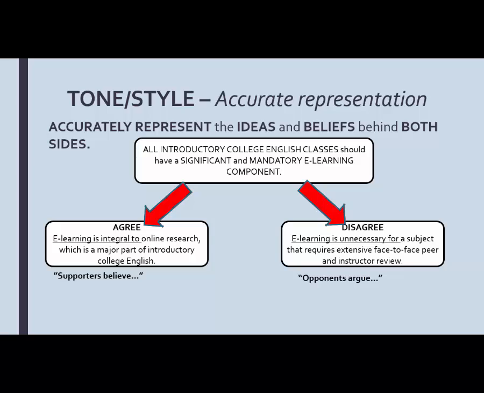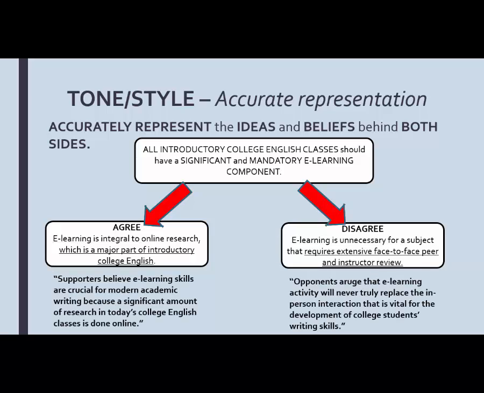So we have to look at the rest of it, the reasoning behind the position, and we have to be able to rephrase that. That's where the big challenge is. Here's an example of this done right. Our reasoning for the agreeing side is e-learning is integral because it's a major part of introductory college English. We want to rephrase that, and we want to add a little bit more to that. We want to elaborate. Here's how we might do that.